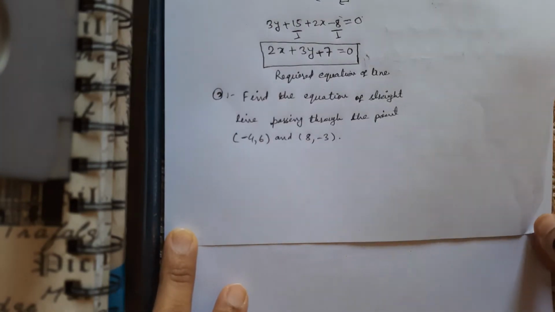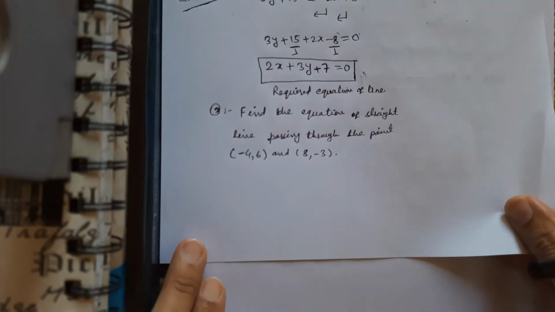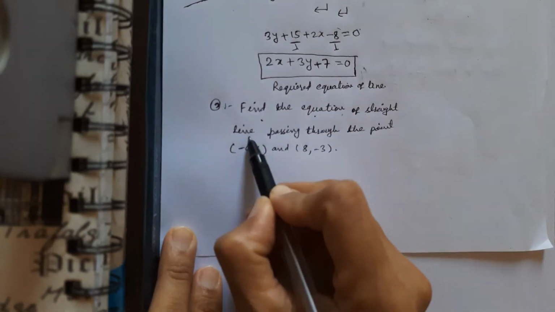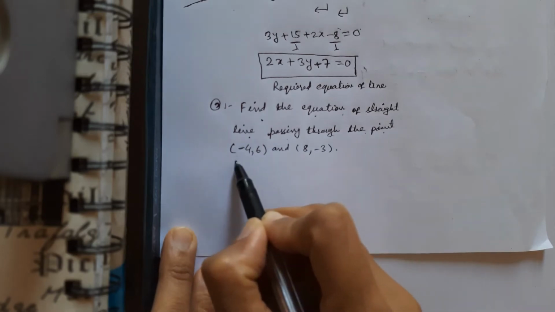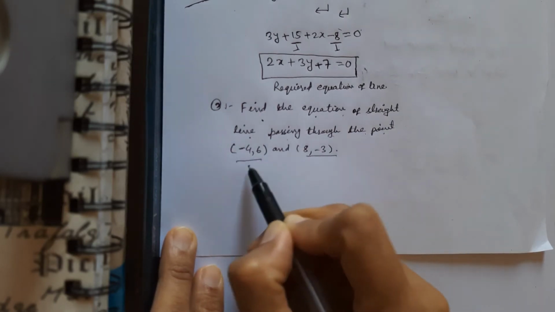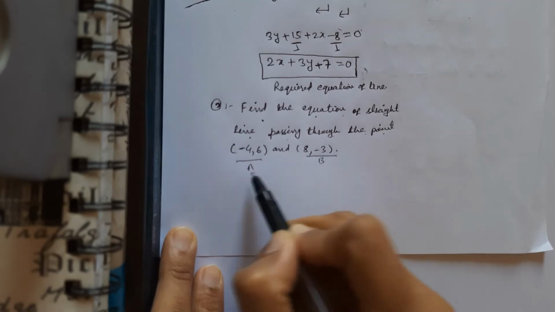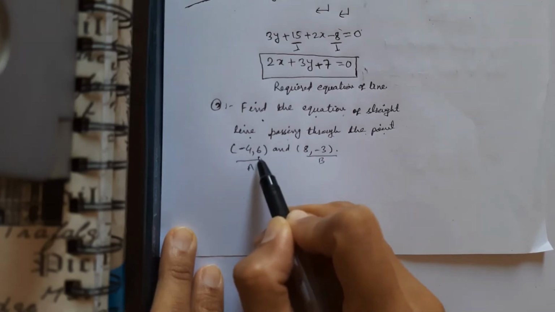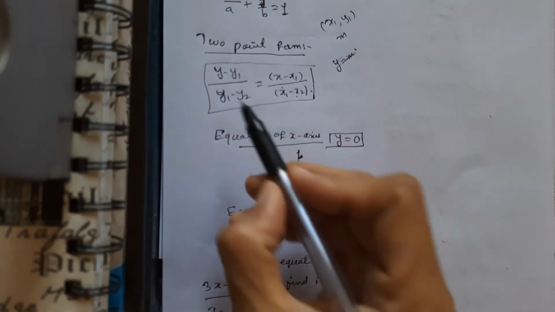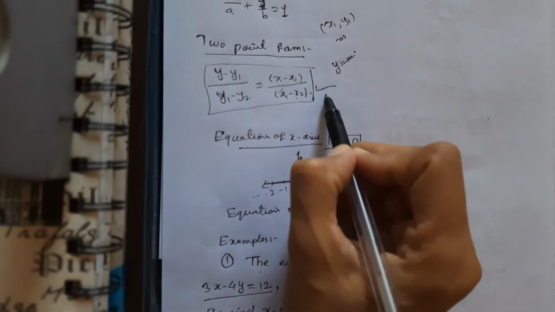Okay, the second example that we are going to discuss, I have already written here. Find the equation of the straight line passing through the points (minus 4, 6) and (8, minus 3). Two points are given here. If you observe, two points are given and the slope is not given. So in this case, we will use the two point formula to find the equation of the line.